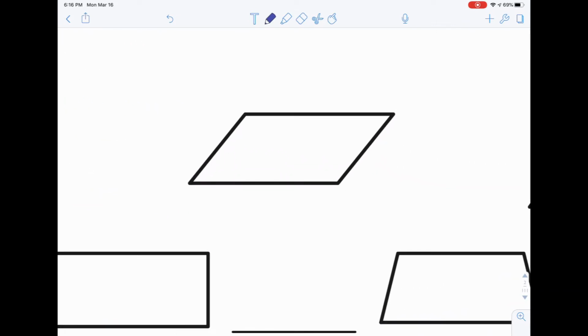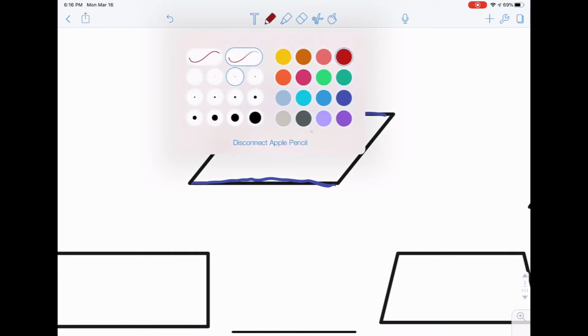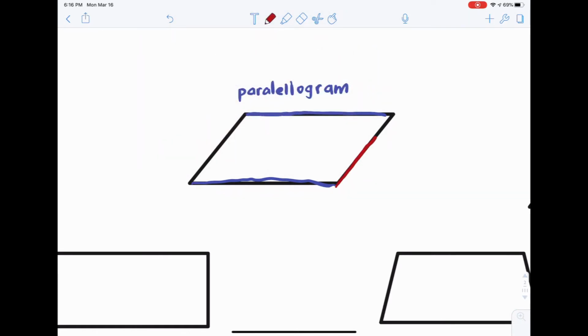Next shape. Here we have what is known as a parallelogram. Parallelograms have parallel sides. So as you can see, the top and the bottom are parallel. Sorry about that. And the other sides are also parallel. So they're parallel, meaning they go in the same direction. If we were to draw them forever, they would never intersect. They would always be the same distance apart from each other.